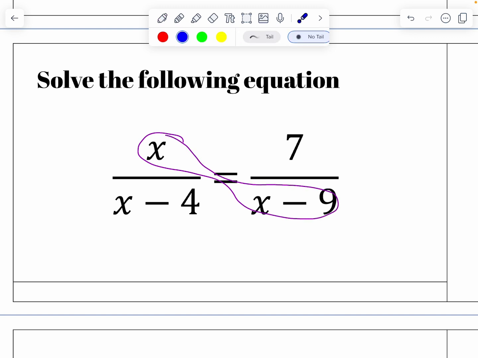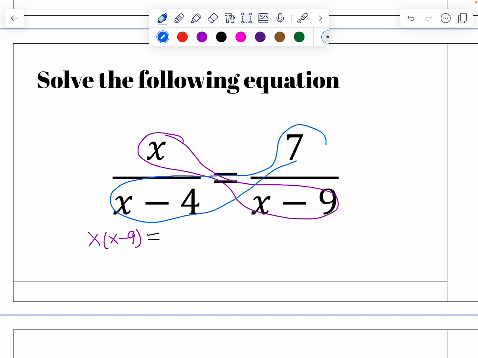Again, this only works for this type of problem where I have one equal sign and two fractions. If later on in the problems I've got two fractions over here equal to one fraction, I can't cross multiply, don't try to do it. I can only cross multiply if I have one fraction on either side of the equal sign. So I'm going to have x times x minus 9 is equal to my 7 times x minus 4.